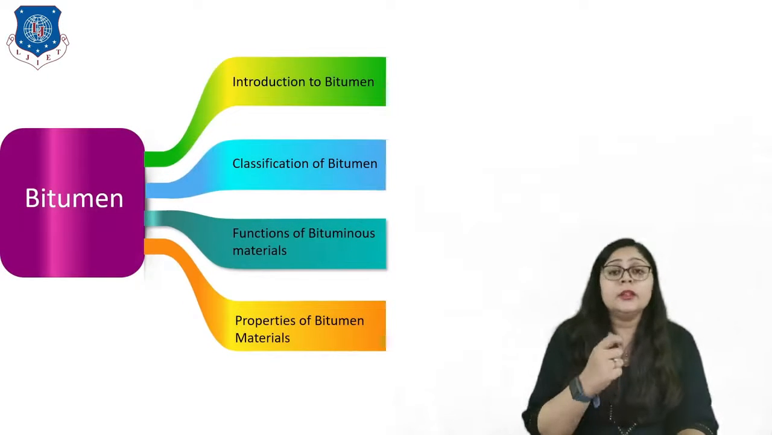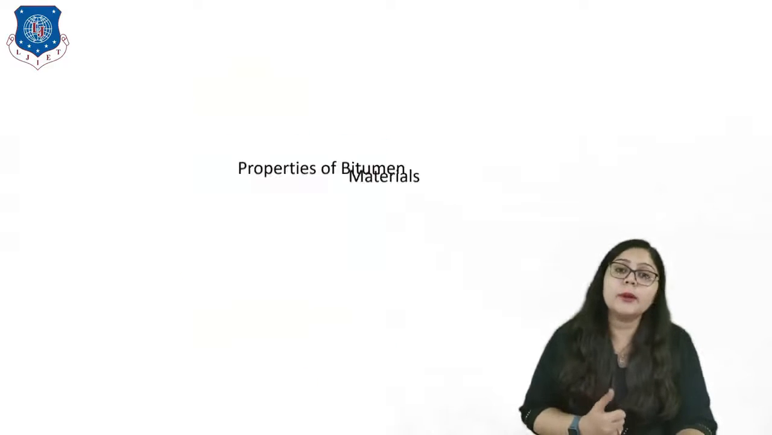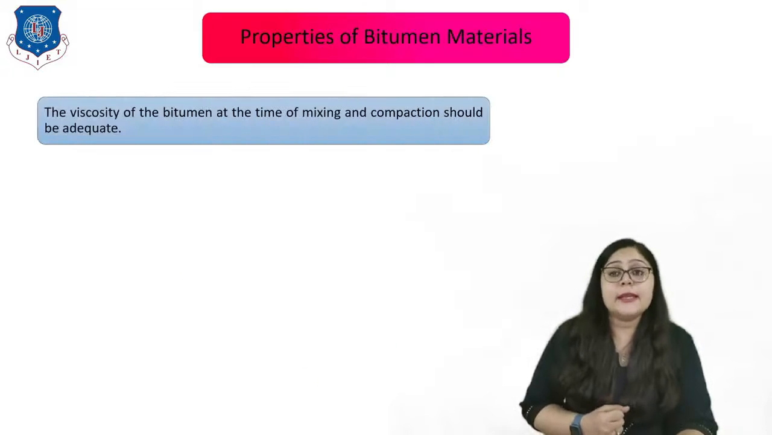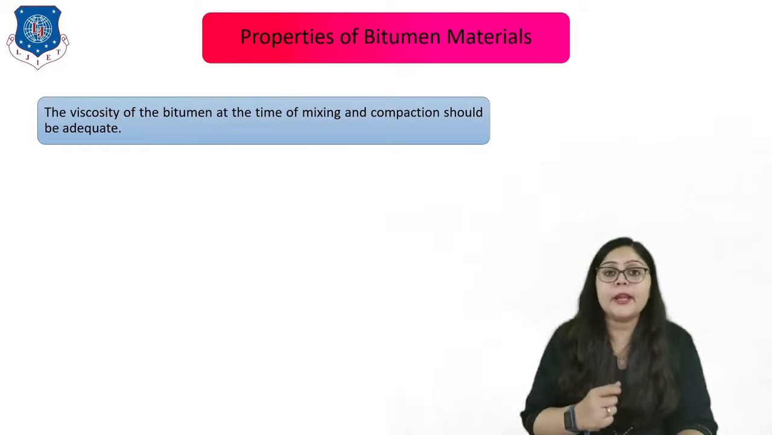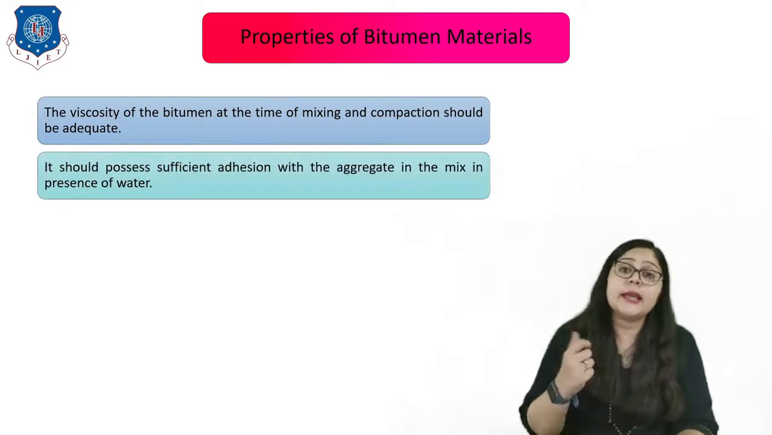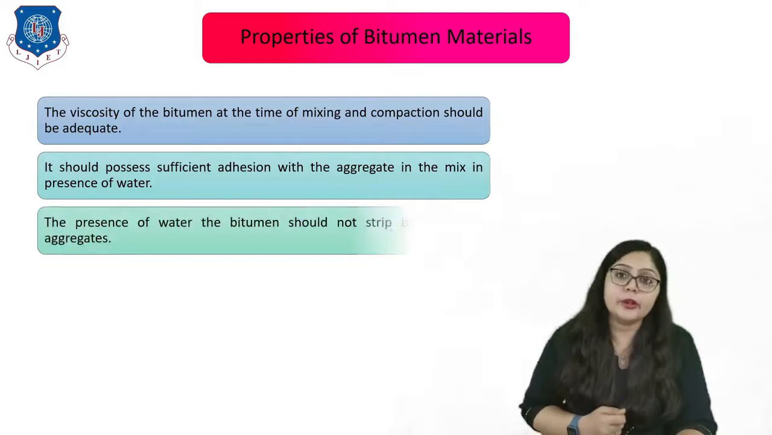Now, here you can see we have already discussed three terms. Now let us go to the properties of bituminous material. For the properties, the viscosity of the bitumen at the time of mixing and compaction should be adequate. It should possess sufficient adhesion with the aggregate in the mix in the presence of water.